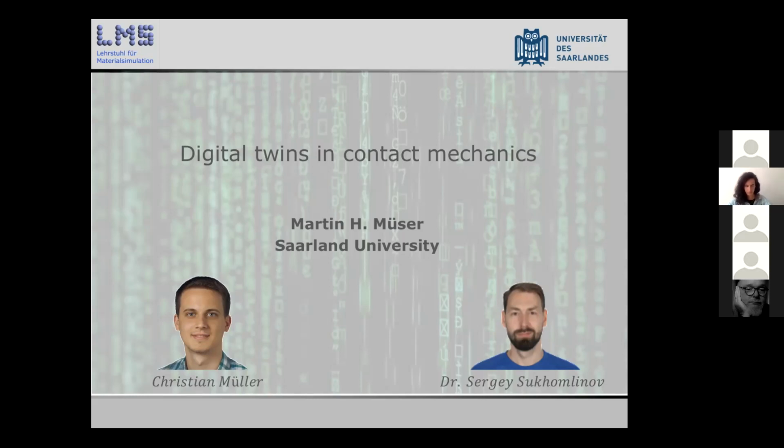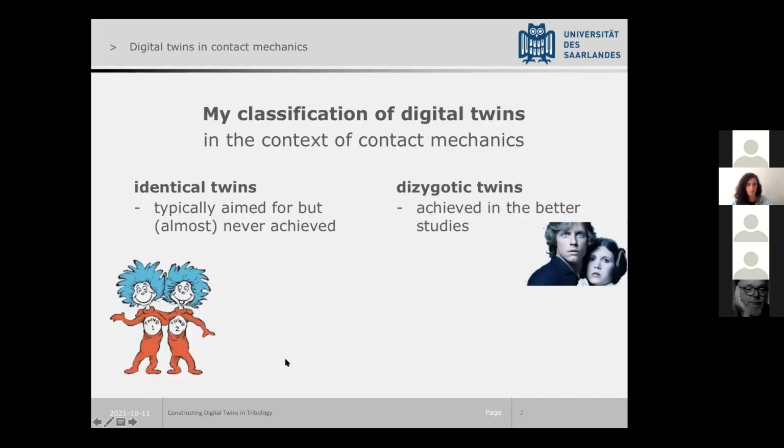Perhaps also in the context of contact mechanics. And what we always talk about is identical twins. This is typically aimed for, but almost never achieved. And what happens more often is that we have dizygotic twins, like here, the two Star Wars characters. And even that is difficult to achieve.